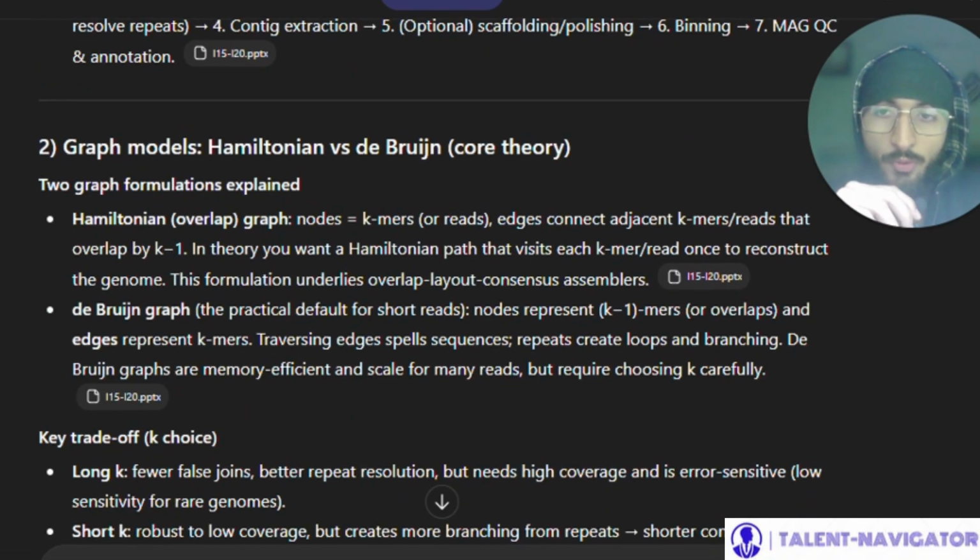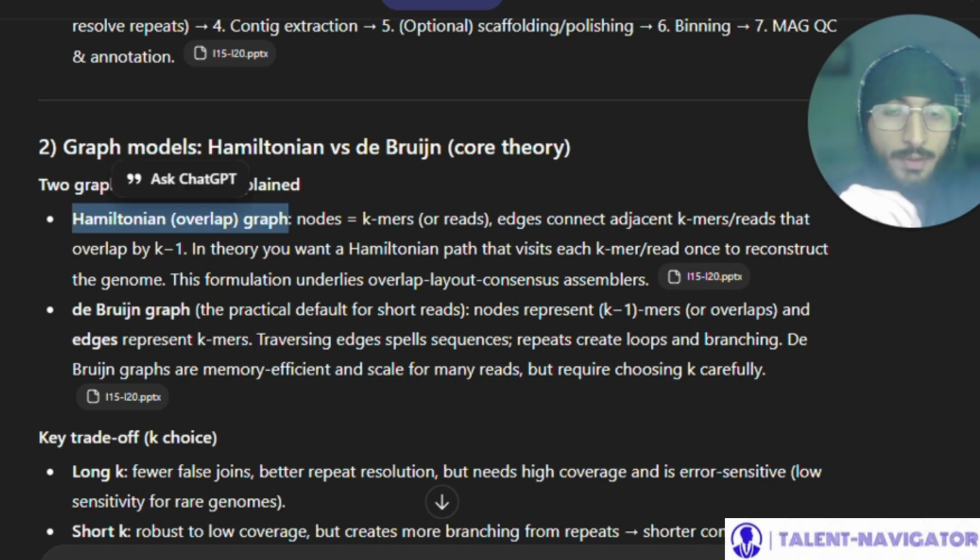Right. Now moving on, we have two graph models that we'll be studying. First is Hamiltonian and second is De Bruijn. So Hamiltonian, or the overlap graph, is where we have nodes as k-mers or reads, and edges connect adjacent k-mers or reads that overlap by k-1. In theory, you want a Hamiltonian path that visits each k-mer or read once to reconstruct the genome.